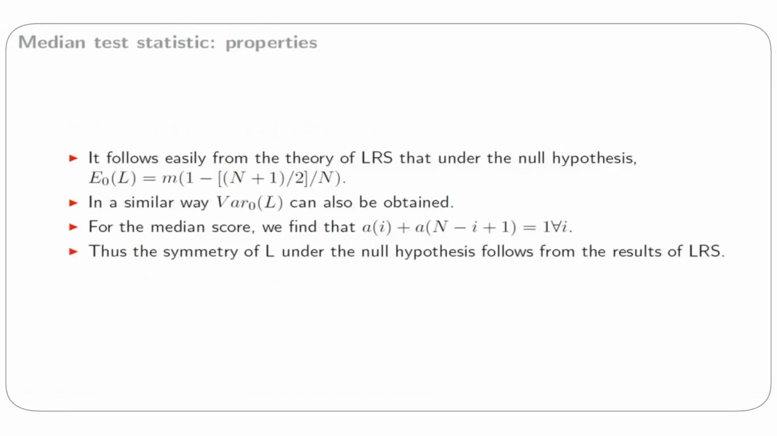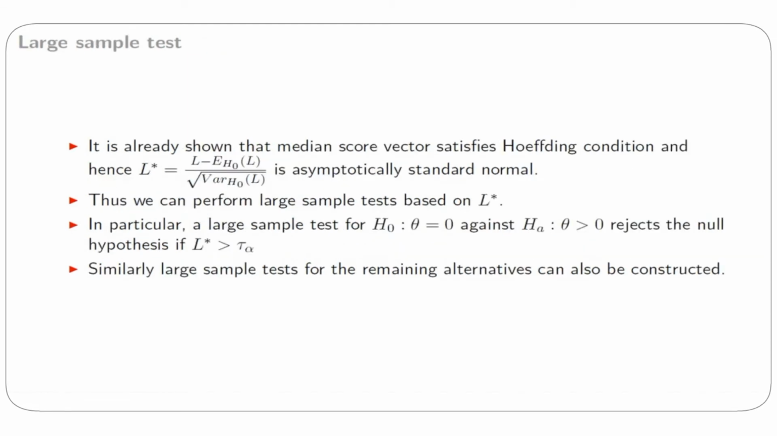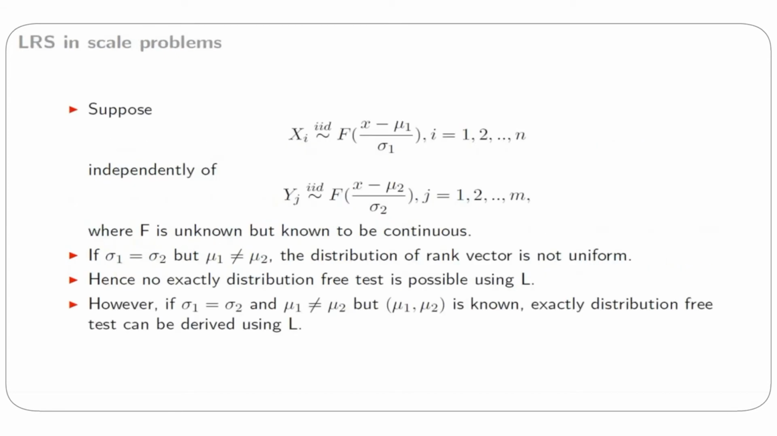Actually, it is hypergeometric. Now, if we want to study the properties of such a statistic, from the property of linear rank statistics, the expected value of L can be obtained as m times (1 minus floor of (N+1)/2 divided by N), and in a similar way the variance of L can be obtained. And for the median score, we find that a_i plus a_{N-i+1} equals 1 for all i, and hence the symmetry of L under the null hypothesis follows from the results of linear rank statistics. As we have discussed in the case of the Wilcoxon rank sum test, a large sample test corresponding to the median score statistic can also be constructed.